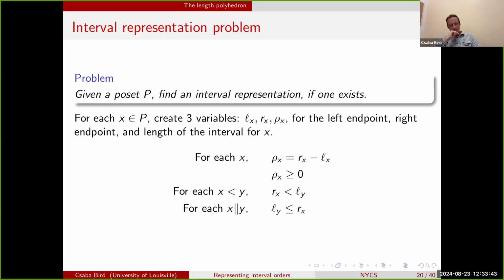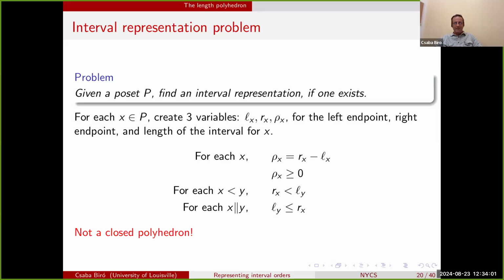So that's really all we need. And now, if we find variables like this, it's going to give us a representation. What's the problem here? This is still not a linear programming problem because it has a strict inequality. Strict inequalities are hard to handle. The solution set of a linear programming problem always gives a closed polyhedron in an n-dimensional space, and this is not closed because of the strict inequality.